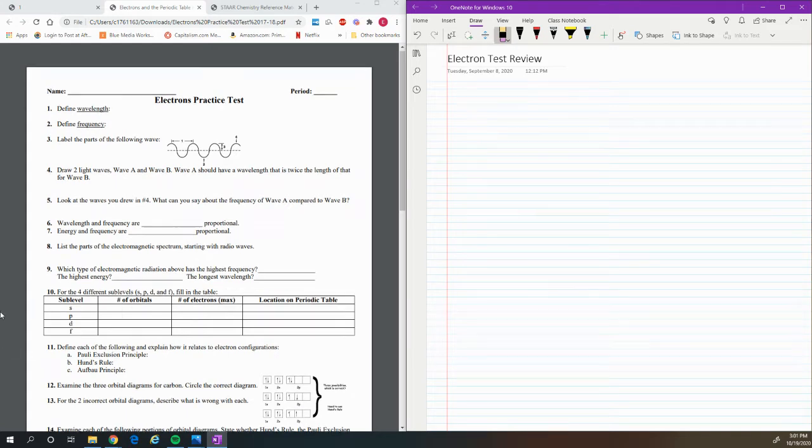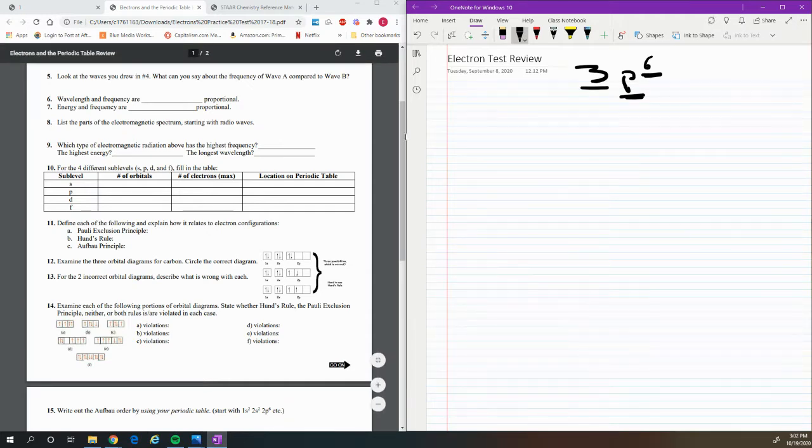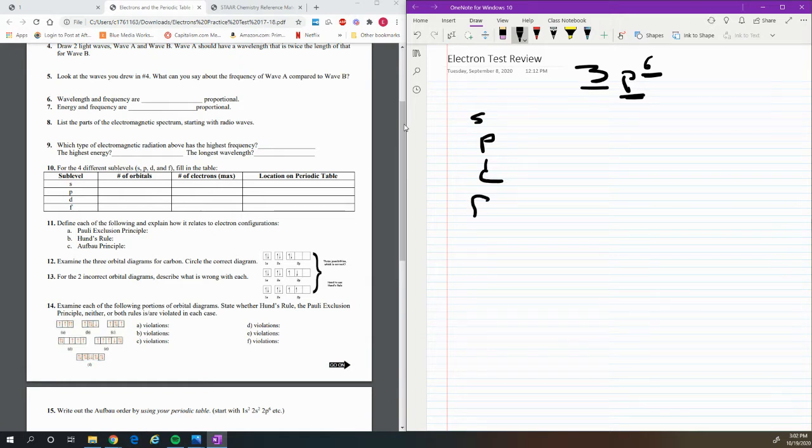All right, so we'll go to number 10: sublevels, number of orbitals, electrons max, location on the periodic table. Remember for the sublevel, we have different energy levels. Let's do an example. I can say 3p6. This is the energy level. This is the sublevel. This is the number of electrons total that can fit in there. For your sublevels, you've got an s, a p, a d, and an f.